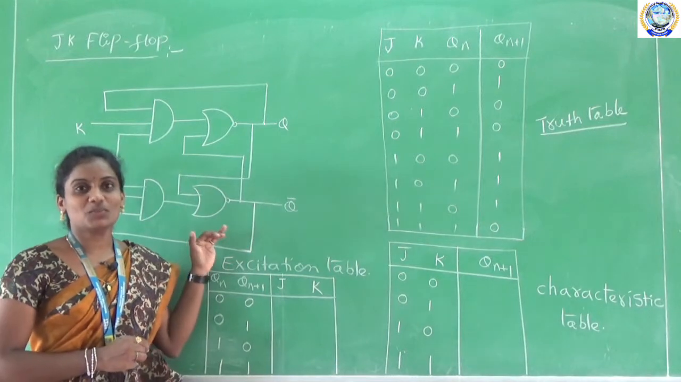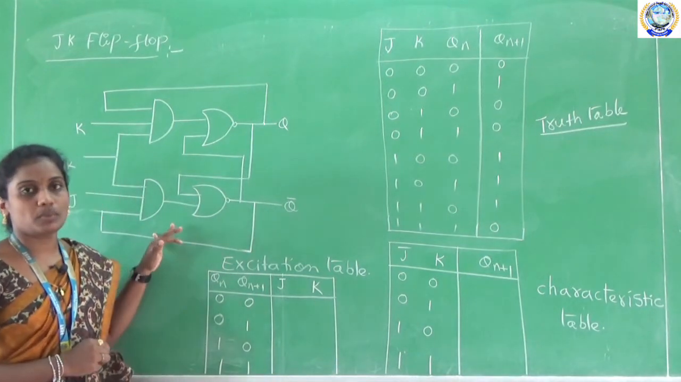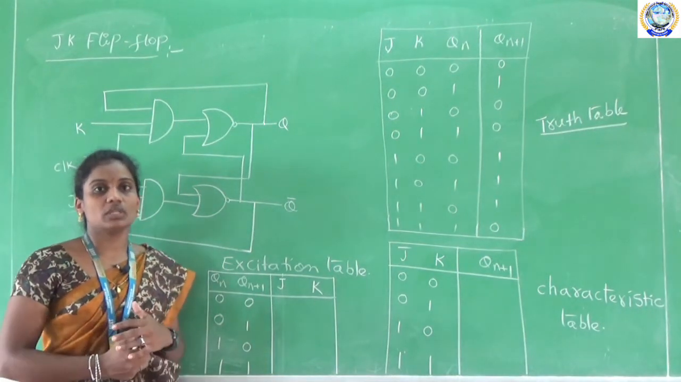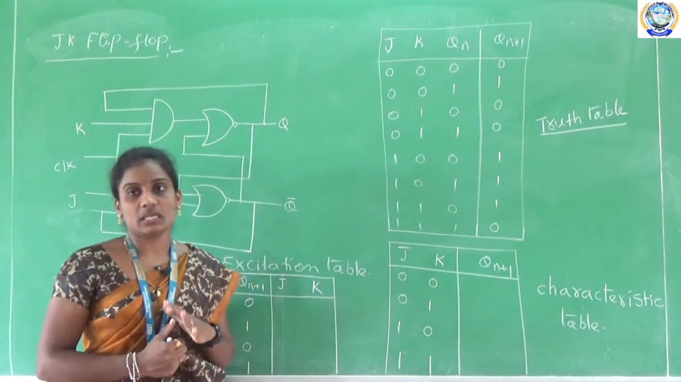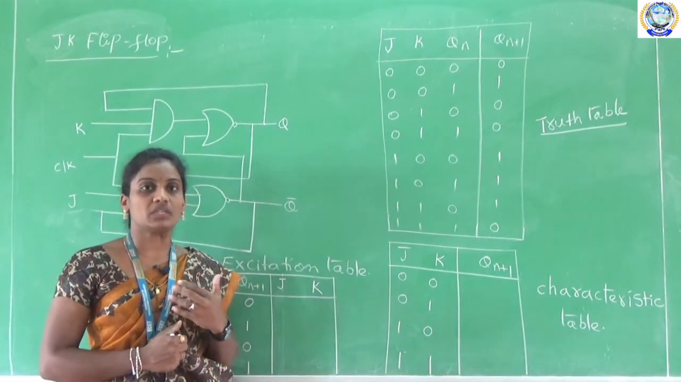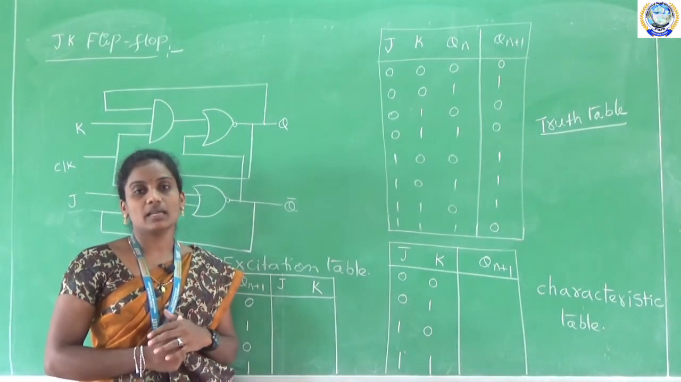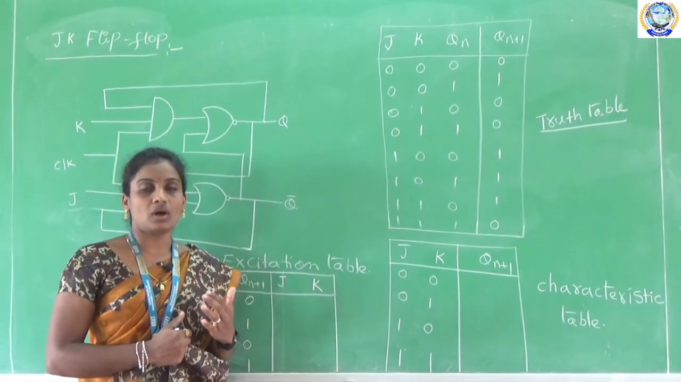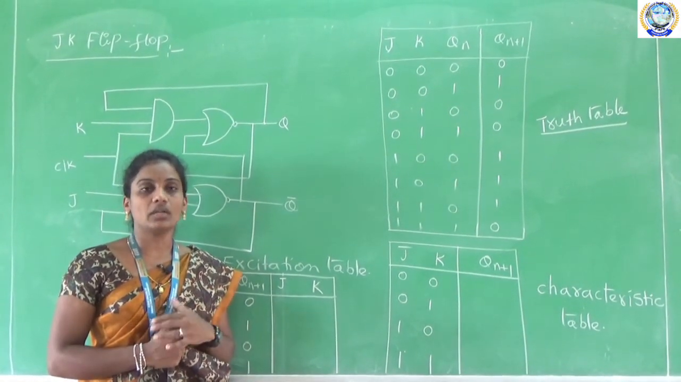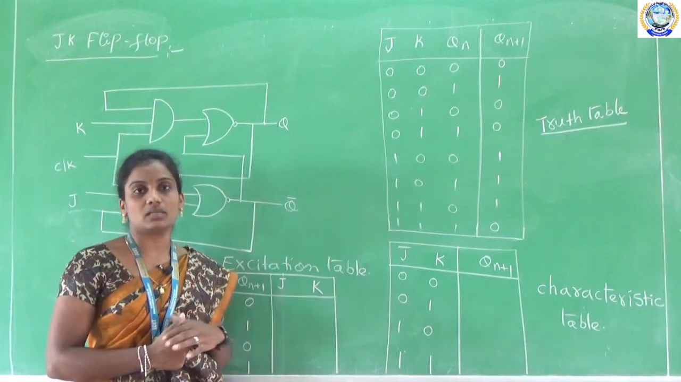Today in this session, we will discuss the JK flip-flop. Previously we discussed the SR flip-flop and D flip-flop. We are discussing the JK flip-flop to rectify the race condition in the SR flip-flop. Already we discussed the D flip-flop to solve the race condition or indeterminate condition in the SR flip-flop.